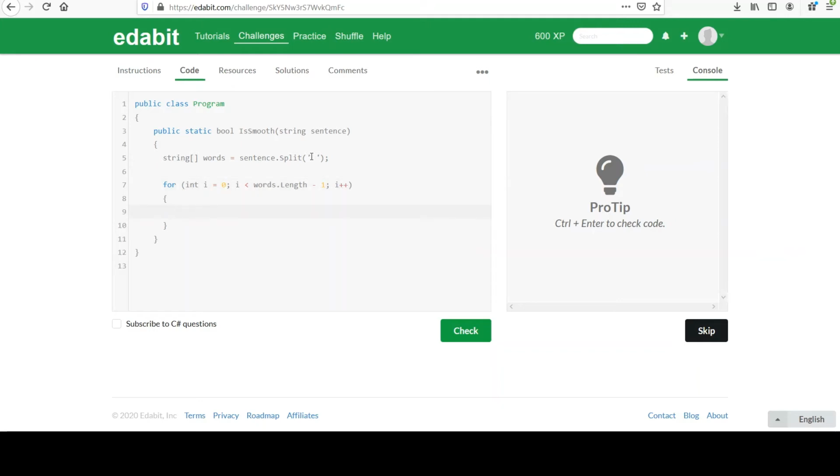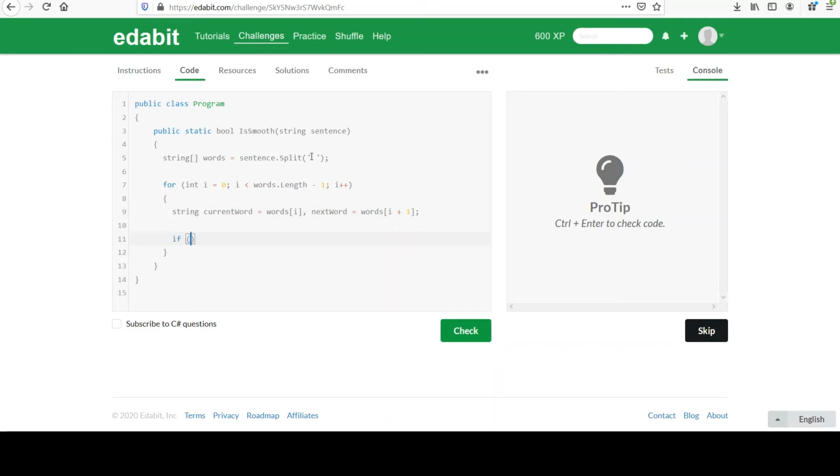Okay, so at any point, let's grab, we can call it current word, would be words I, and well, I'll leave it like this for now, and we'll talk about a problem here later. Current word, and then we'll say next word equals words I plus 1. That would grab the next word, right?